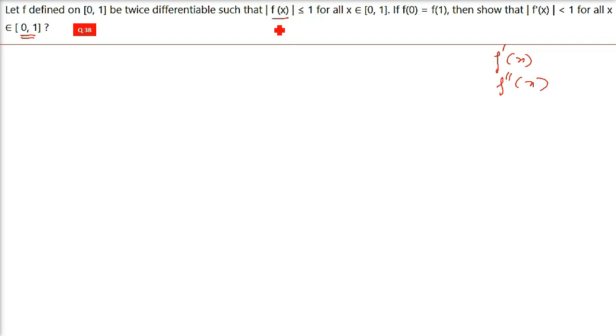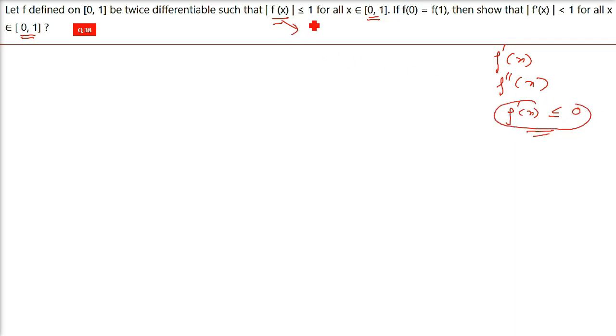Now if I do one differentiation, see f(x) is there. If I do the differentiation, what are you going to get? Both side differentiation if you do, keep the modulus on, but differentiate it. The right side will be 0. So f'(x) should be less than or equal to 0.